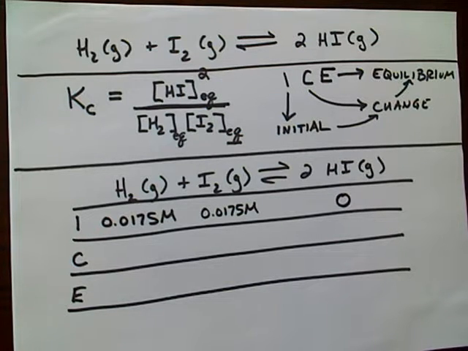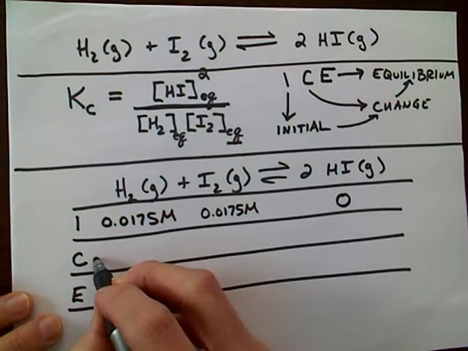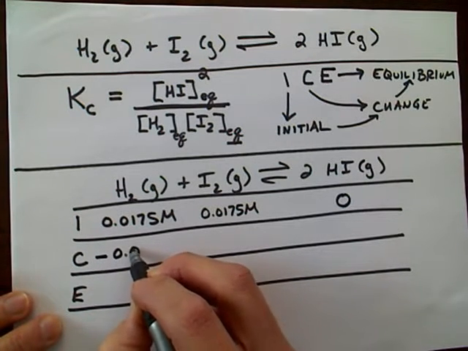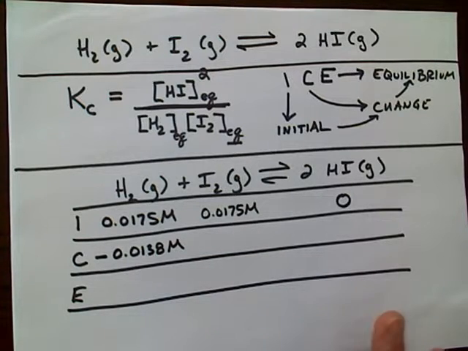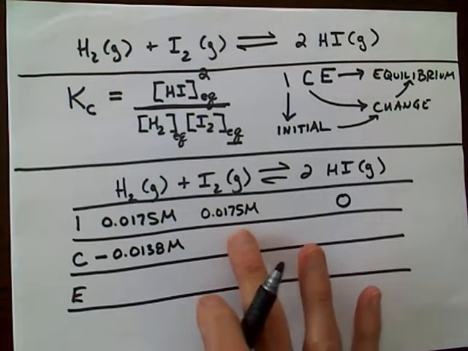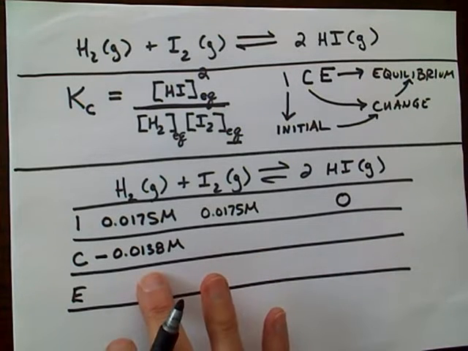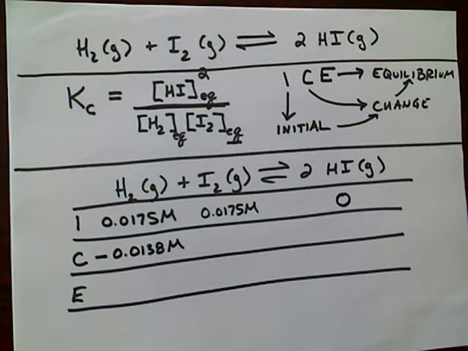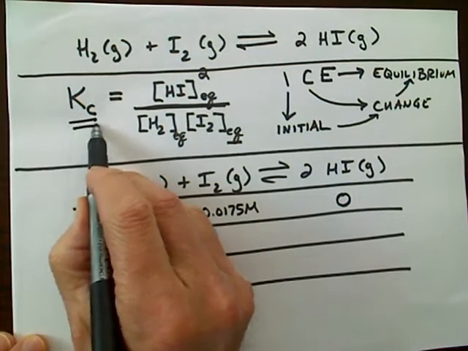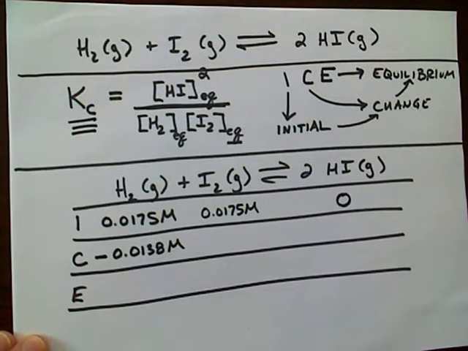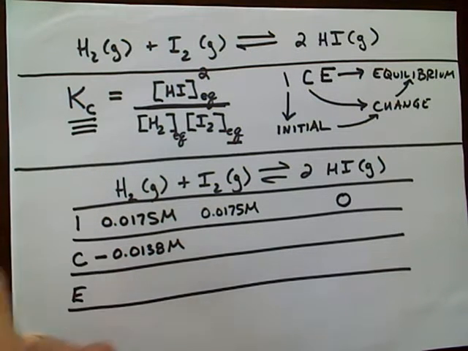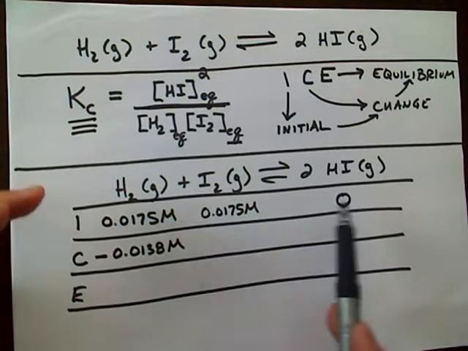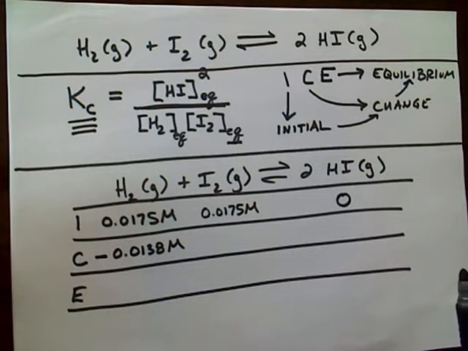And we also know that what happens during the reaction is we happen to lose 0.0138 molar of hydrogen. With this information, we should be able to fill in all the remaining spaces in the chart, and we should also be able to calculate the numerical value of the equilibrium constant. Equilibrium constants always have a particular numerical value. So how can we do this? Well, you just look at the stoichiometry.